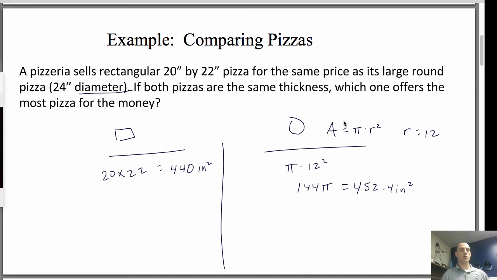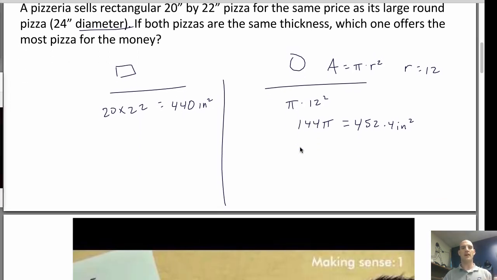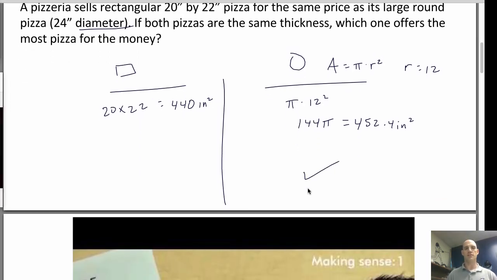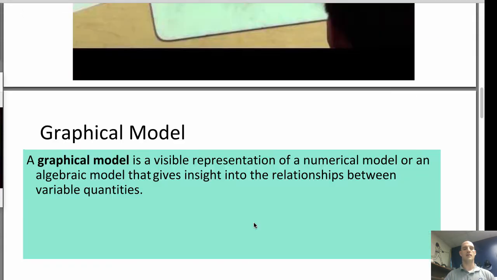Now that may not seem significant, but 12 inches squared is a 6-inch by 2-inch piece of pizza. Like that's like this big, right? That's a whole other piece of pizza. That's significant to me. So by finding out which one offers the most pizza for the money, you can figure out which one is the better deal.